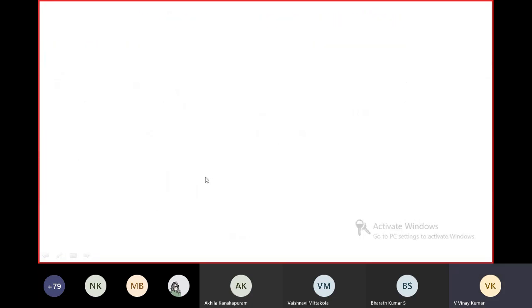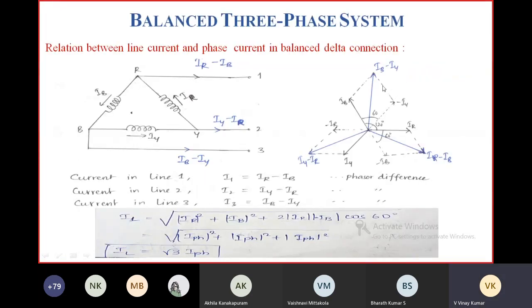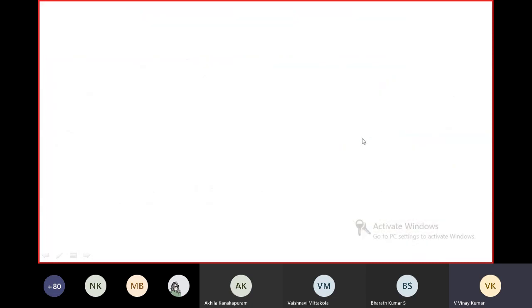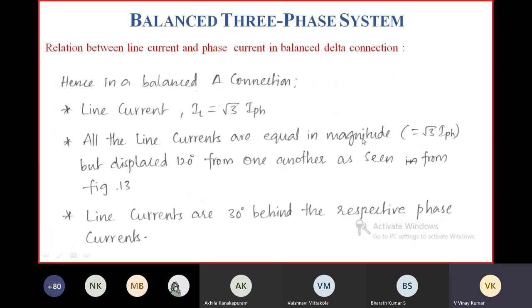Here from this phasor diagram, these are phase currents IR, IY, IB. All phase currents are equal in magnitude but displaced by an angle 120 degrees from each other. Similarly, all line currents are also equal in magnitude but displaced by an angle 120 degrees from each other, same as in case of star connection.